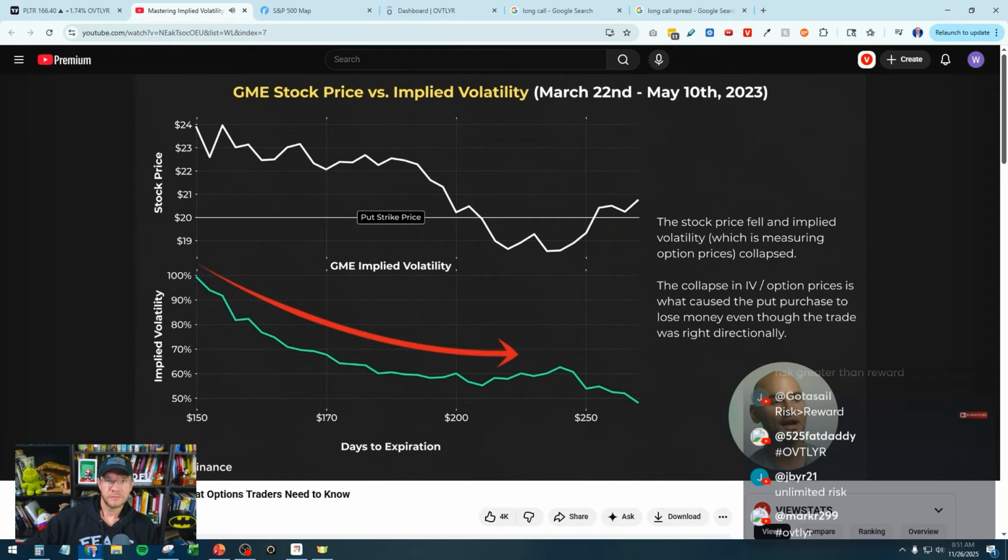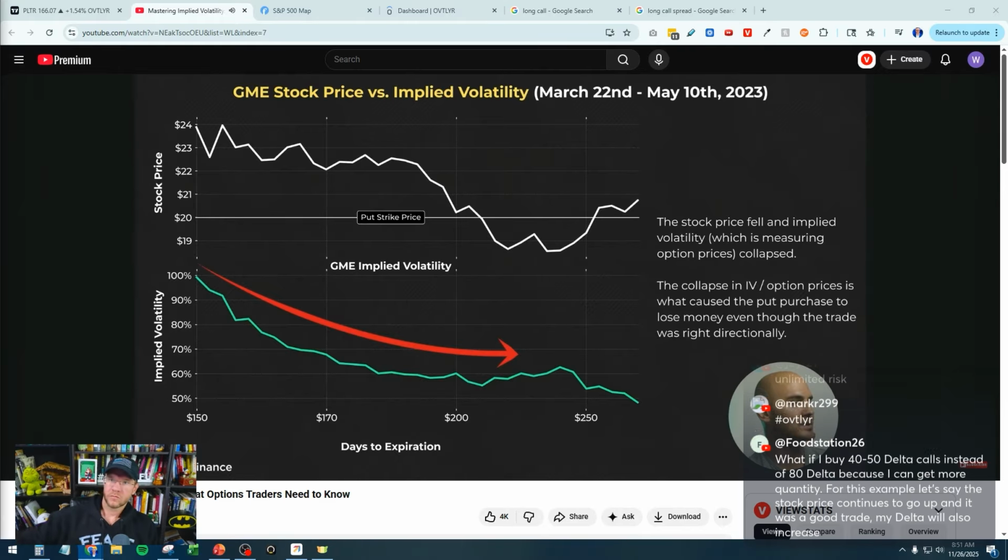So the collapse in implied volatility is what caused the put purchase to lose money, even though the stock price was declining. And we would think that buying put options and seeing a big drop in the stock price would not lose money. Even though the stock price was falling towards and ultimately through the put strike price of $20, implied volatility went from 100% down to about 55%.